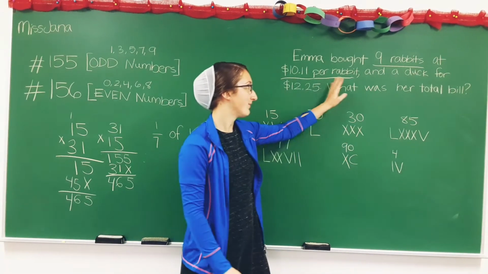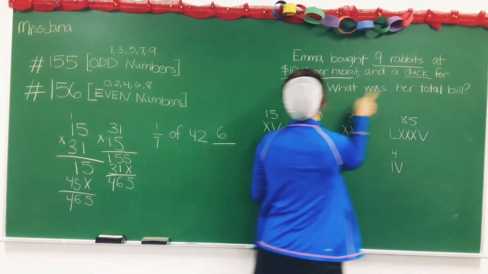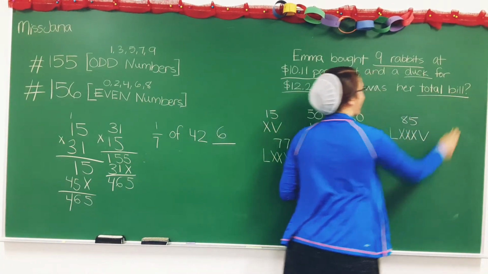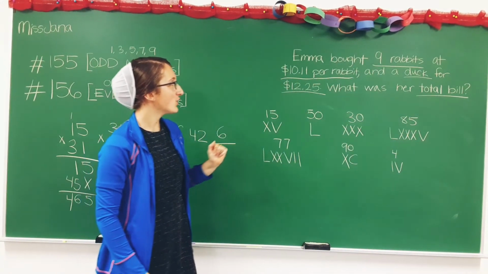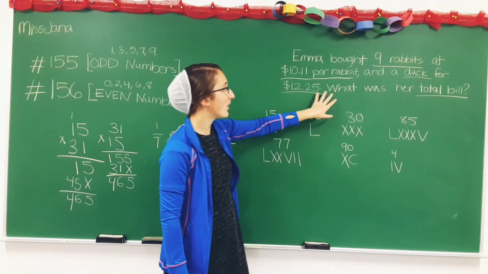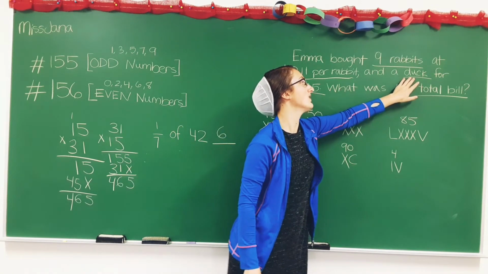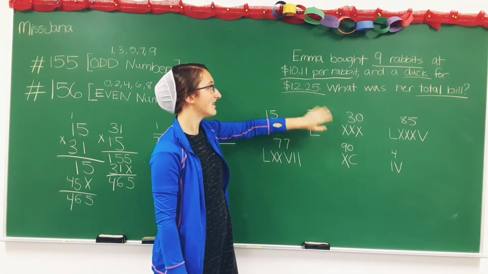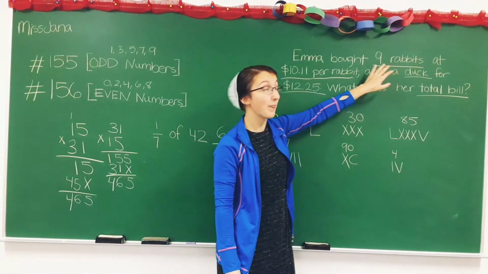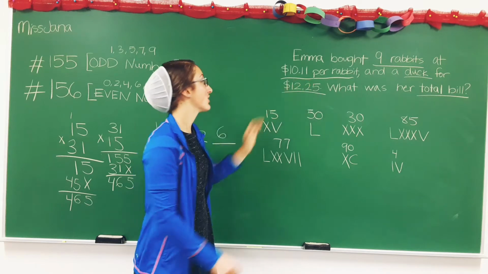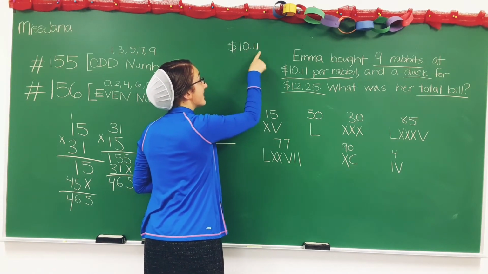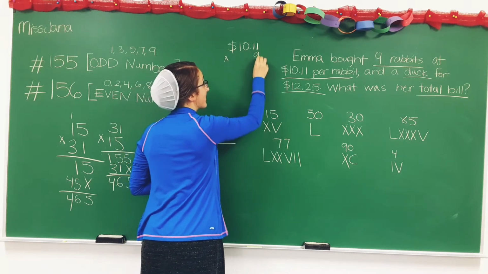Alright, Emma bought 9 rabbits at $10.11 per rabbit, and a duck for $12.25. So what was her total bill? So we have 2 parts to this. First, we need to find out how much she spent all together on rabbits. She only has 1 duck for $12.25, but we don't know how much she has all together for the rabbits. She bought 9 of them at $10.11 each. So let's multiply $10.11 each times 9 rabbits.